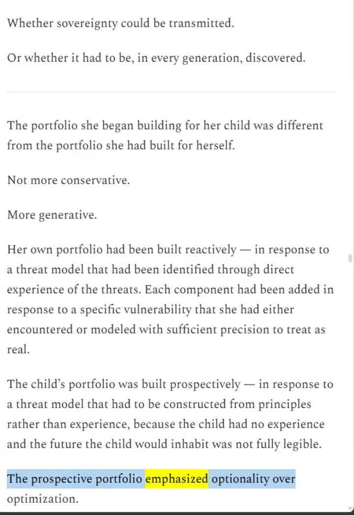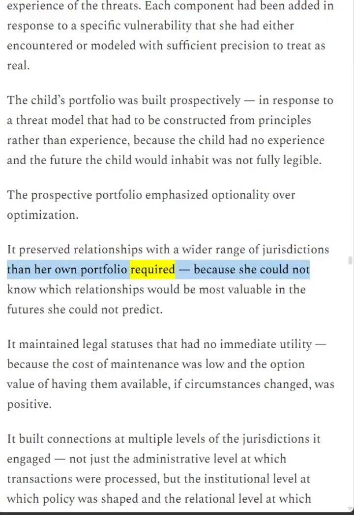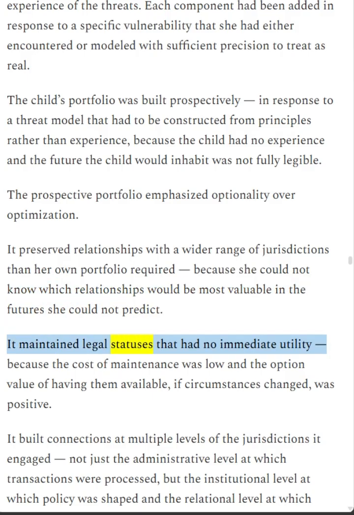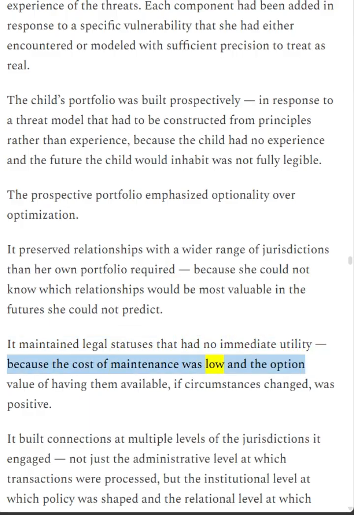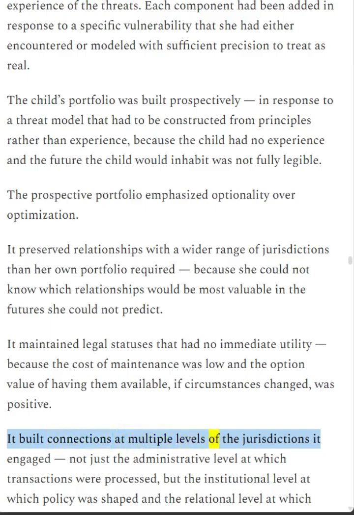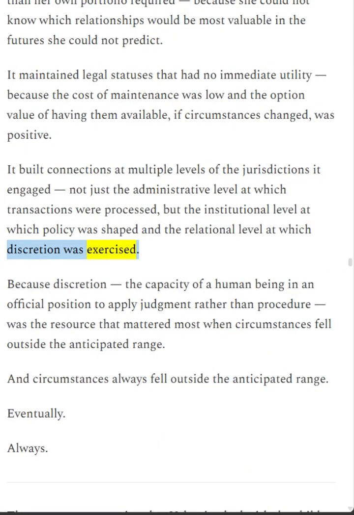The prospective portfolio emphasized optionality over optimization. It preserved relationships with a wider range of jurisdictions than her own portfolio required, because she could not know which relationships would be most valuable in the future she could not predict. It maintained legal statuses that had no immediate utility, because the cost of maintenance was low and the option value of having them available, if circumstances changed, was positive. It built connections at multiple levels of the jurisdictions it engaged, not just the administrative level at which transactions were processed, but the institutional level at which policy was shaped and the relational level at which discretion was exercised. Because discretion, the capacity of a human being in an official position to apply judgment rather than procedure, was the resource that mattered most when circumstances fell outside the anticipated range. And circumstances always fell outside the anticipated range.